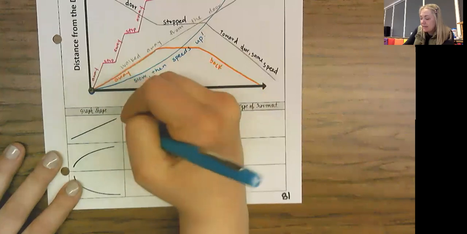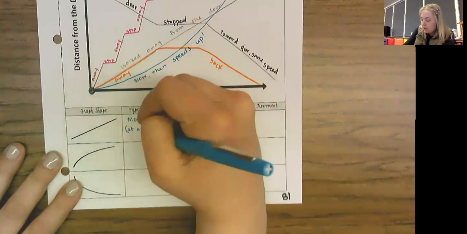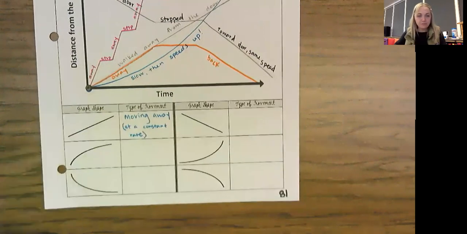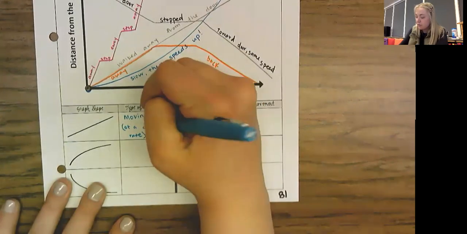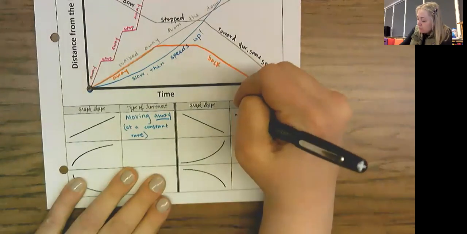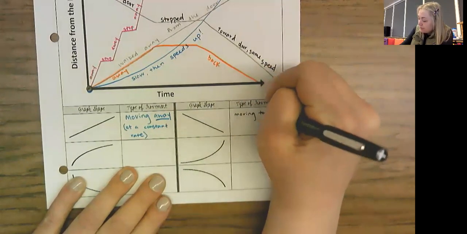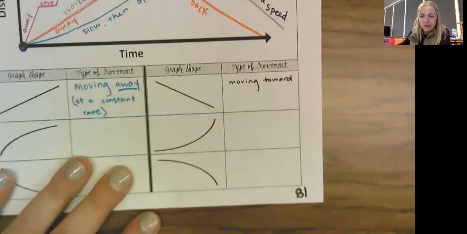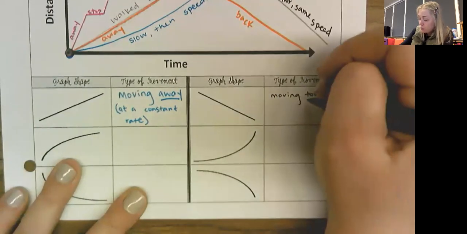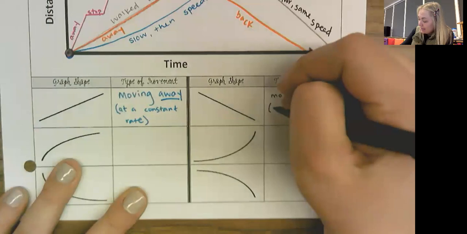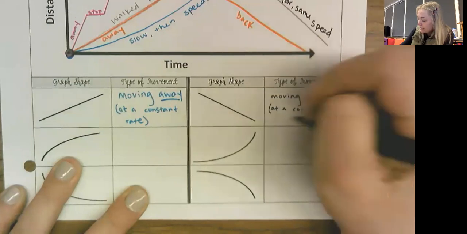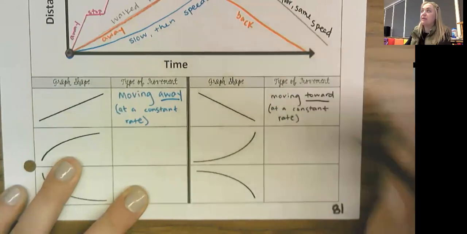Okay, and if it's flat like that, that is at a constant rate. I'm going to underline the word away. Now, what if it's headed downhill like that? Well, that one would be moving toward. This one would be moving toward a door, but in general, you're moving toward whatever it has on your y-axis. So you're moving toward in those. And again, if it's a flat line like that, that is at a constant rate. That means you are not changing your speed.